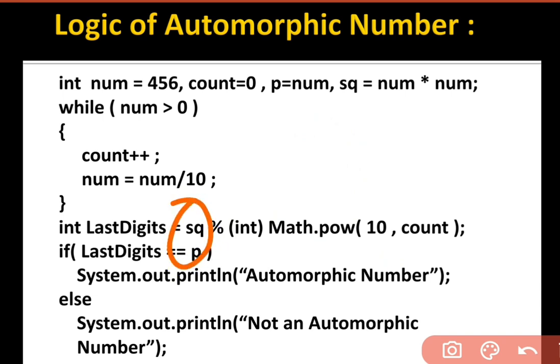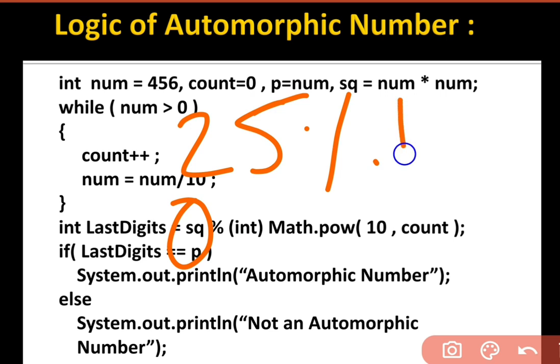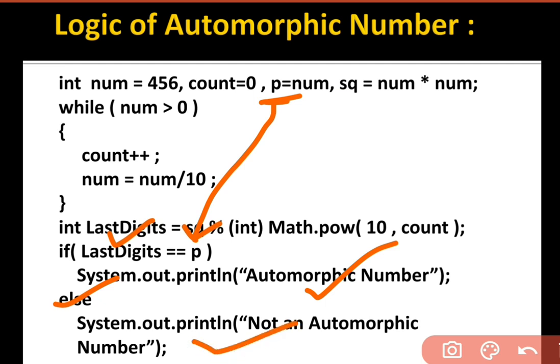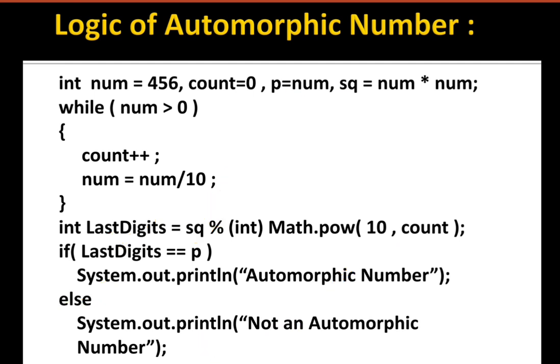I'm having my square, that is 25. I want to pick the last digit because count is 1. That's why 10 to the power 1. What I'm getting here as the last digit is 5. I have to check my last digit with my original number. If both the numbers are the same, it is an automorphic number, else it is not an automorphic number. This is the logic of automorphic number.